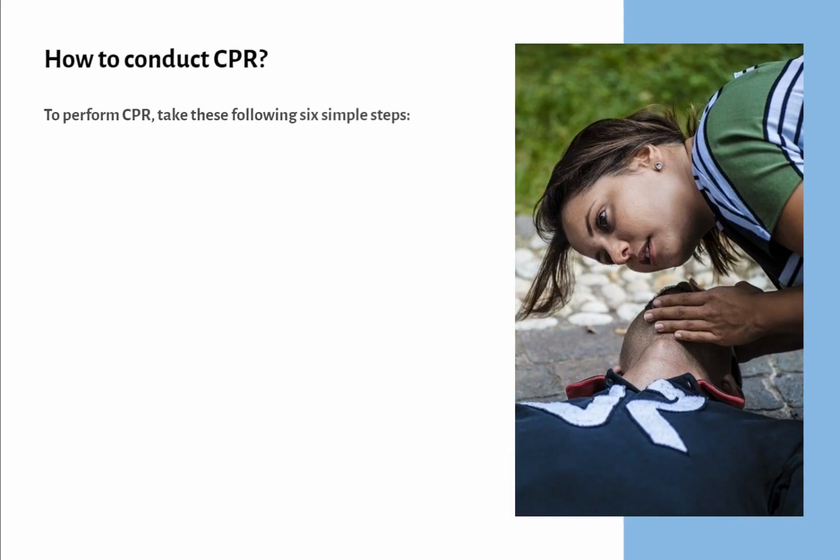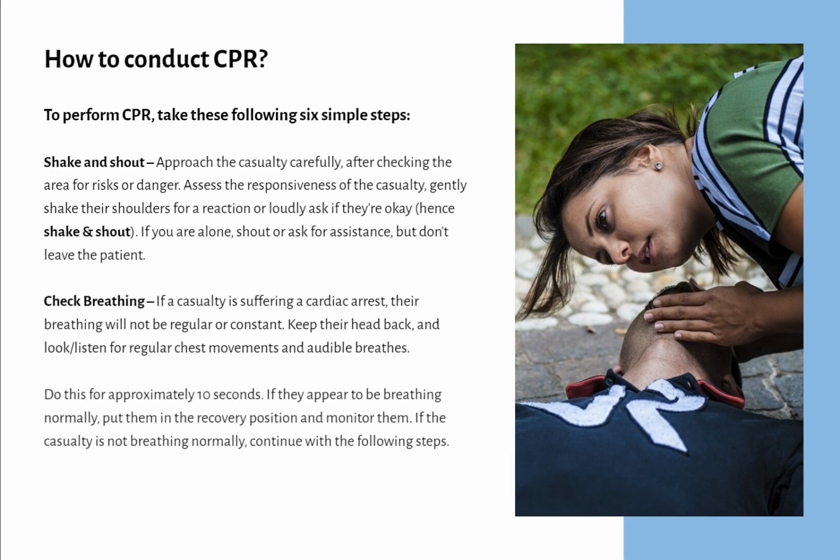How to conduct CPR. To perform CPR, take these following 6 simple steps. Shake and shout. Approach the casualty carefully after checking the area for risks or danger. Assess the responsiveness of the casualty. Gently shake their shoulders for a reaction or loudly ask if they're okay, hence shake and shout. If you are alone, shout or ask for assistance, but don't leave the patient.